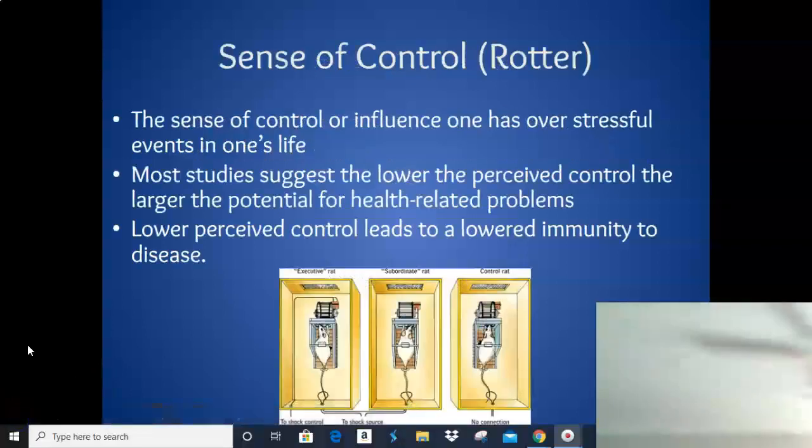So let's talk about having a sense of control over our own lives. A sense of control or influence one has over stressful events in one's life is really important. We like to feel like we have a choice at least, and we don't always have that choice, but we like to believe that we do. Most studies suggest that the lower the perceived control, the larger the potential for health-related problems, whereas the lower perceived control leads to lower immunity to diseases.